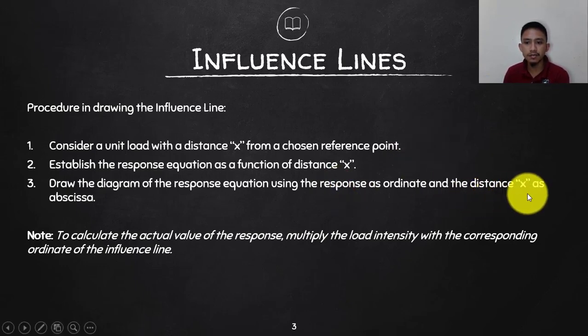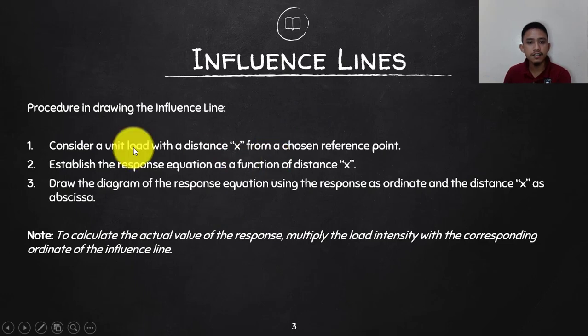Then your abscissa will be the distance, or your position x, from a reference point. Okay, so again, all you need to do is assume a unit load, indicate the distance x from a reference point, and after that, you will establish the equation of the response, and then draw the diagram or the line graph of this response, with your response as the ordinate and the distance x as the abscissa. Now you already have the influence line.